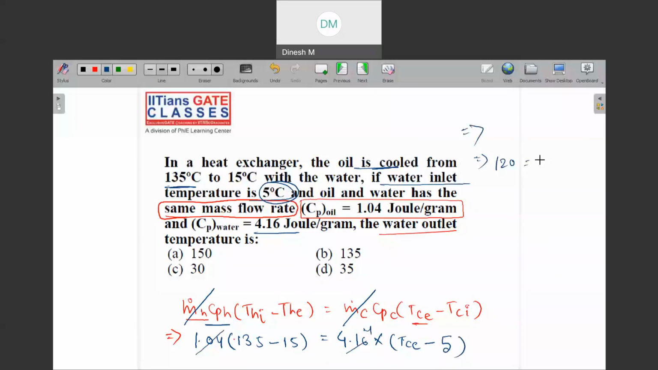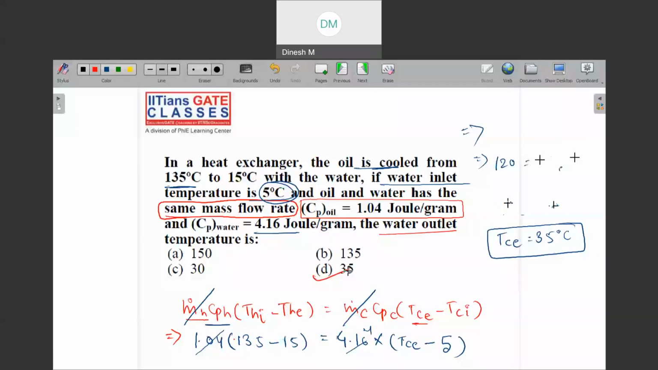So I see 4, 40. TCE is 140. So the TCE is the cold fluid outlet temperature.